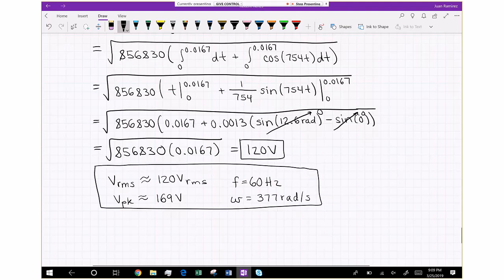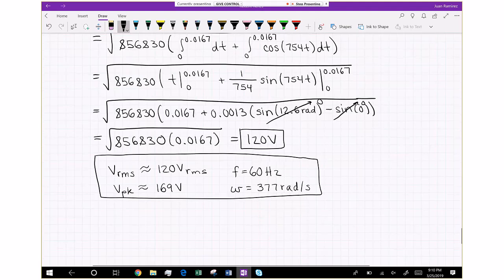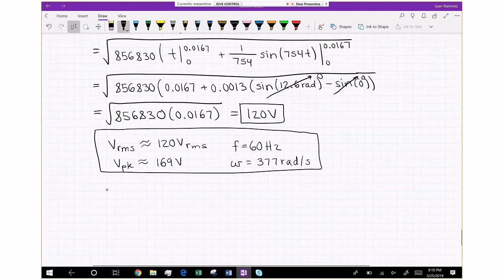So if I wake you up in the middle of the night, you should right off the bat know these values. Hopefully a key takeaway from this class. So I will ask you to make a note or to realize something, and it's that 120 volts is equal to 169 divided by square root of 2.